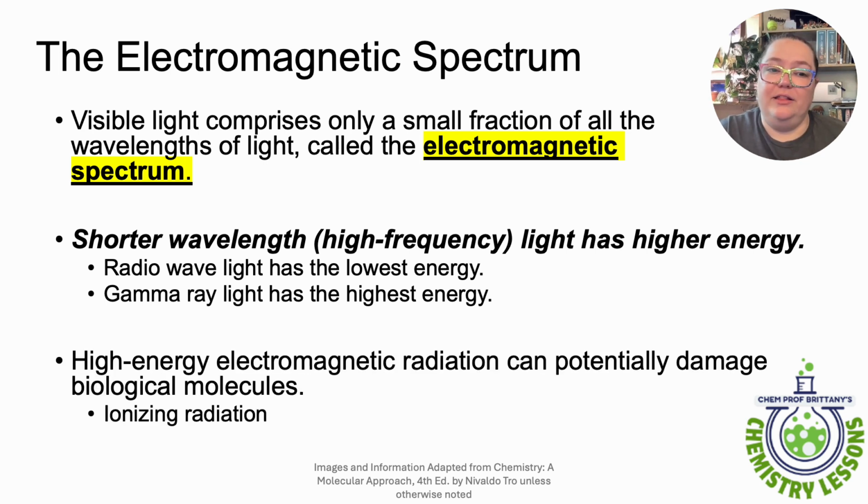High energy electromagnetic radiation can potentially damage biological molecules. We call that ionizing radiation, and so that would be like gamma rays and X-rays. But gamma rays are the big ones, the ionizing radiation.